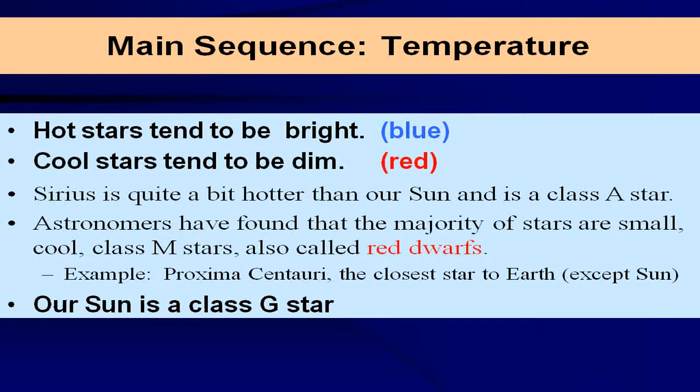And our Sun is a Class G star. It's a Class G star in the middle of the main sequence, and rather yellow color.